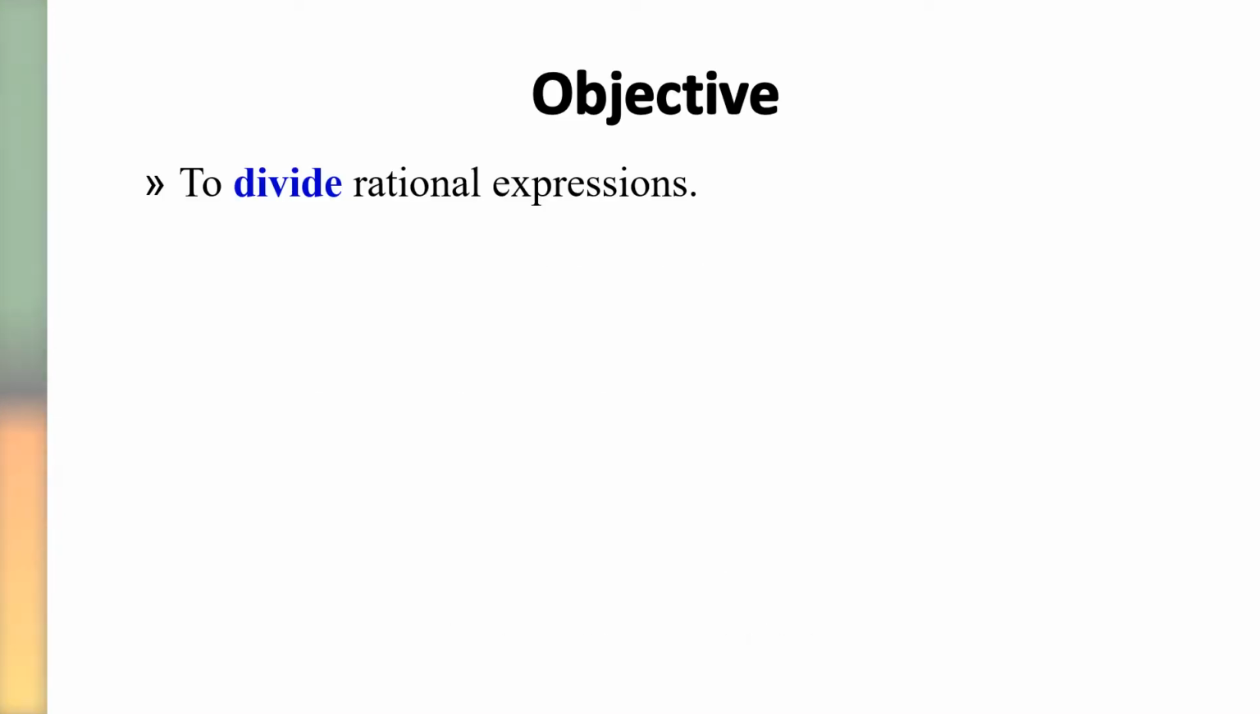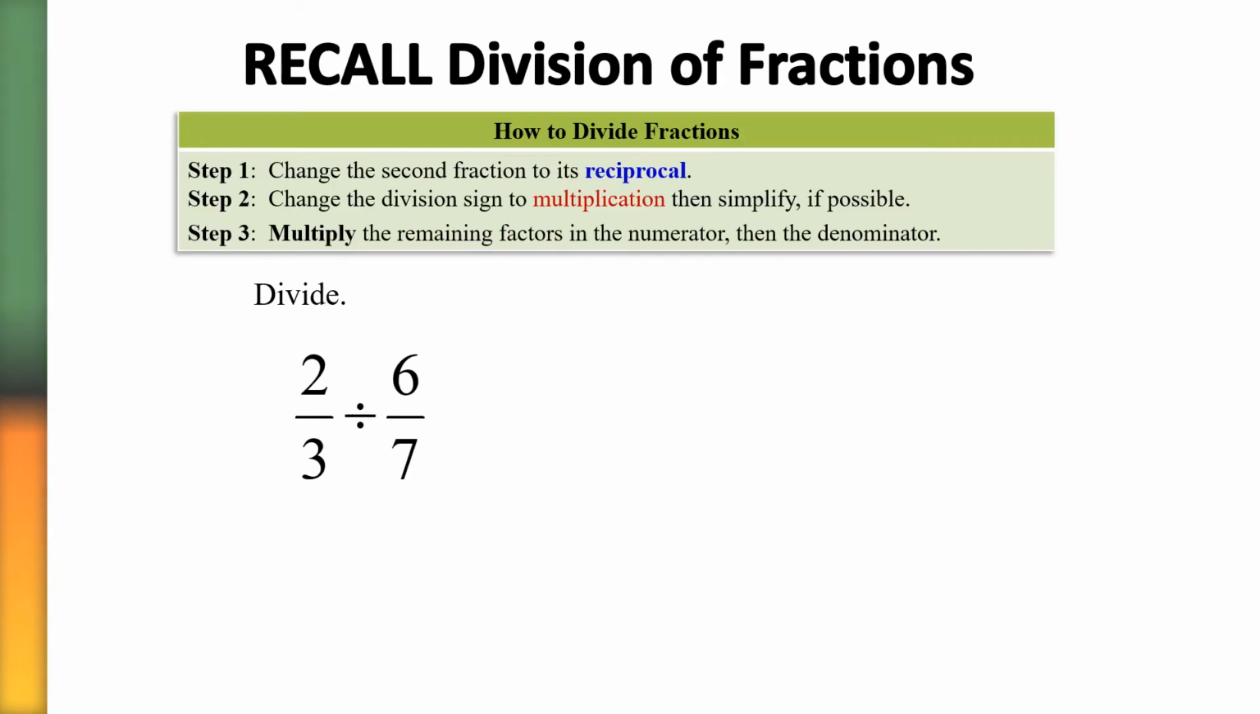The objective of this lesson is to divide rational expressions. Remember when you first learned how to divide fractions? The rule was that you had to flip the second fraction, then in the process change the division sign to a multiplication sign. So let's go ahead and do that.